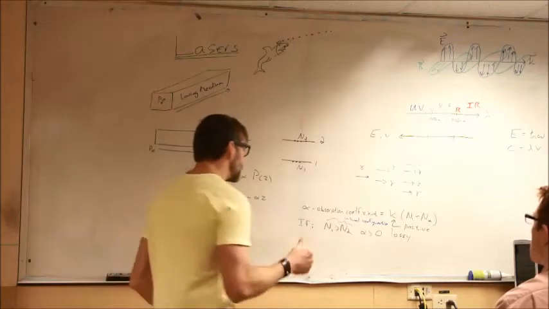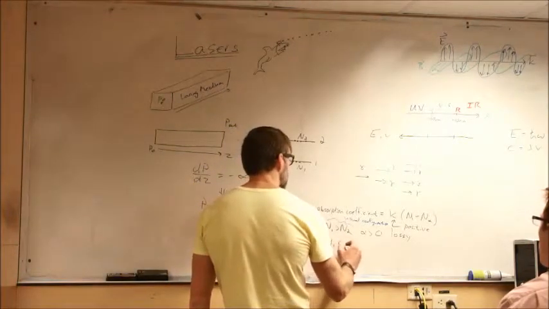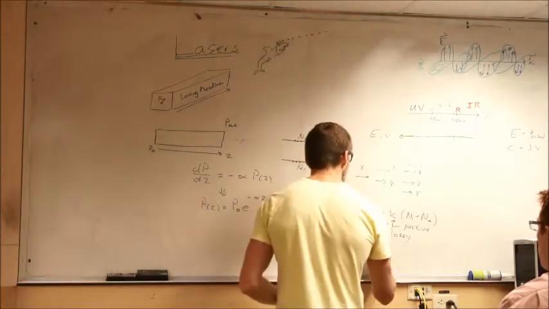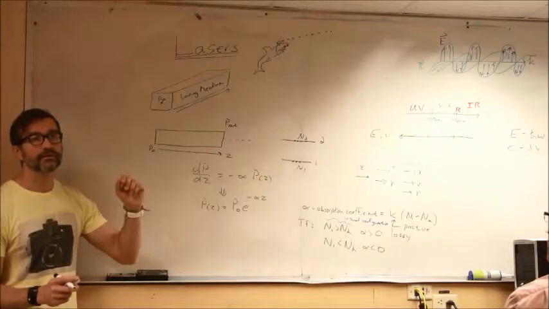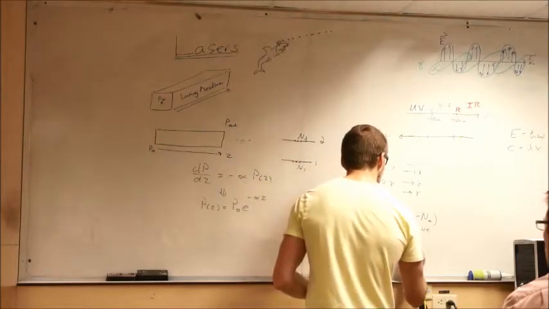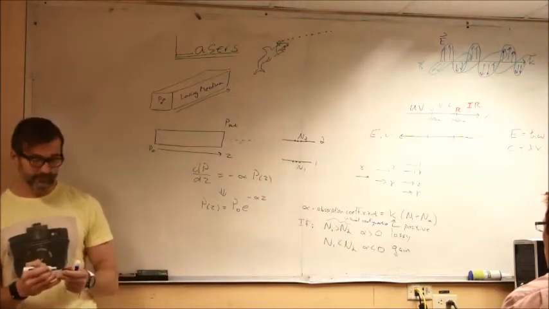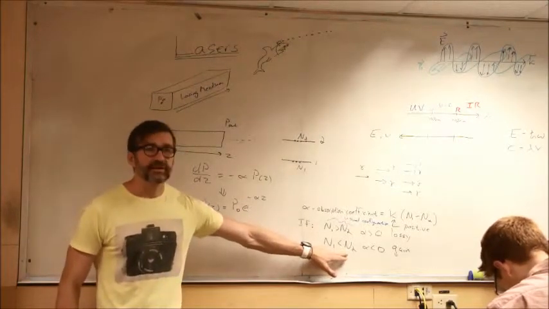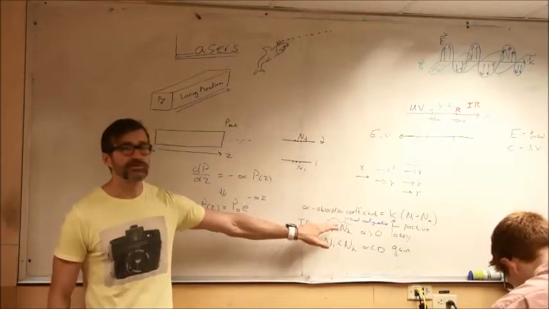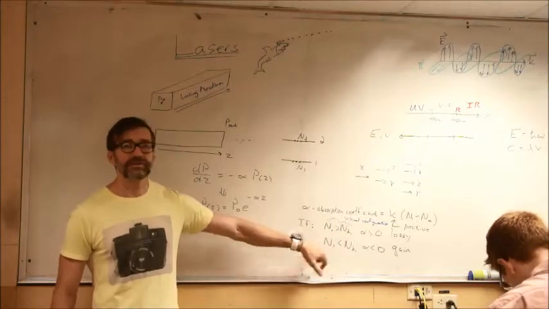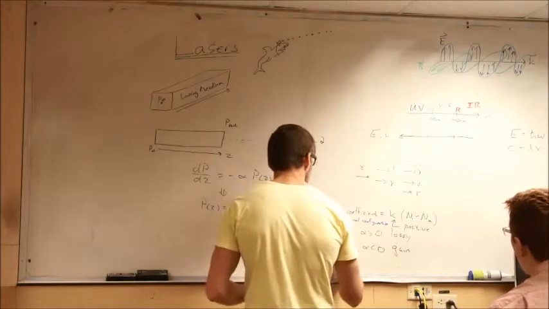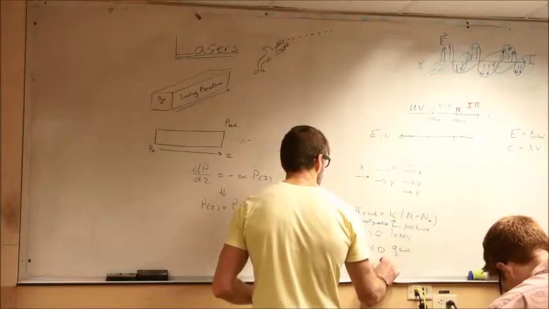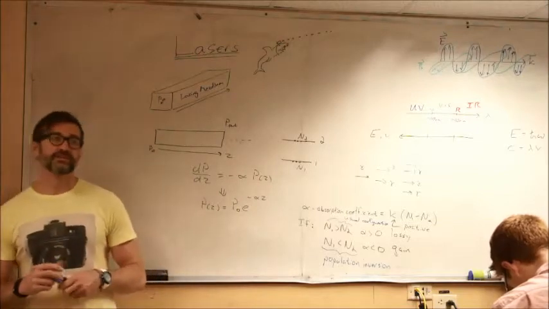However, if we could somehow achieve the scenario where N1 was less than N2, then what would be the sign of alpha? It'd be negative. And what would happen to the power as it moved across the cavity? It would increase. So this would be a gainful medium, or we would have gain in our laser cavity. So to get gain, we need a larger population in the excited state than in the unexcited state. But again, that is not the natural way we tend to find things. So to distinguish this as an unusual circumstance, we refer to this scenario as population inversion. That is, the relative populations of these two states is not what you typically find.